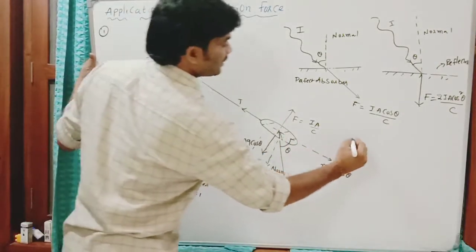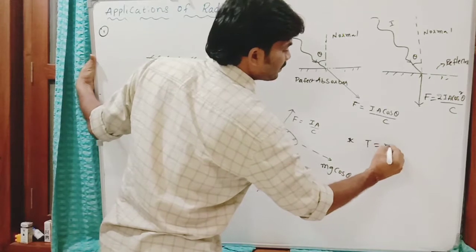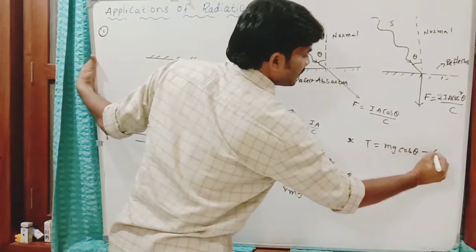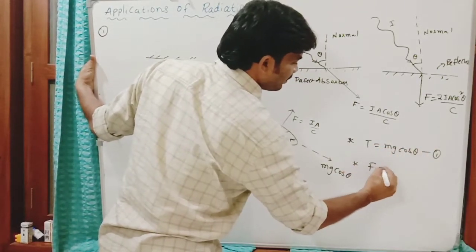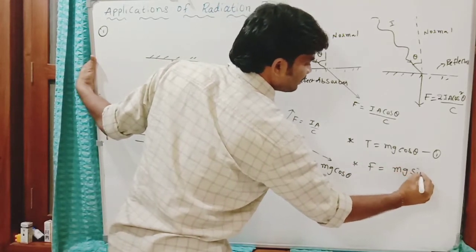So you can write directly here T is equal to mg cos theta, relation 1, F is equal to mg sin theta.